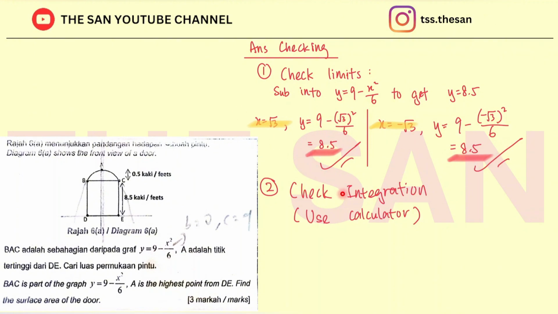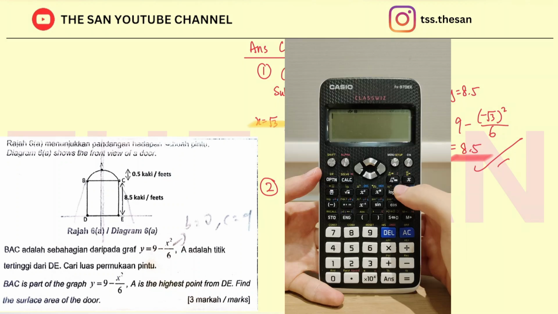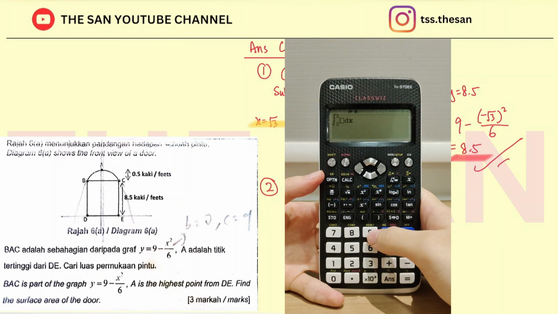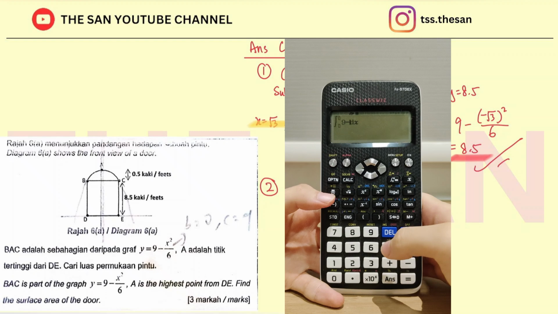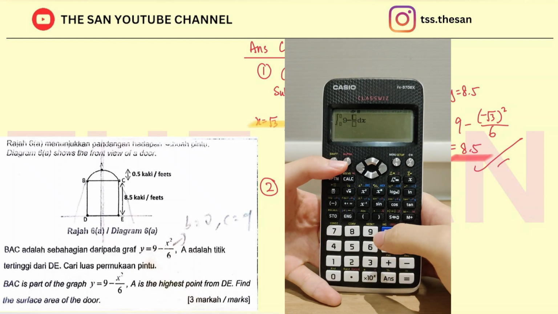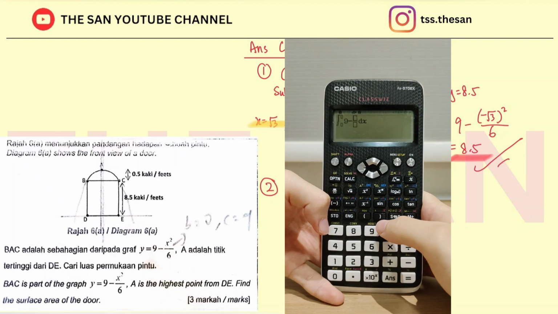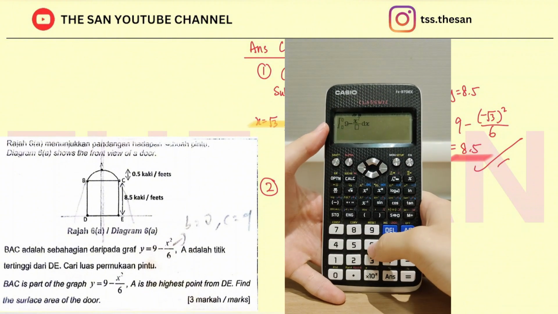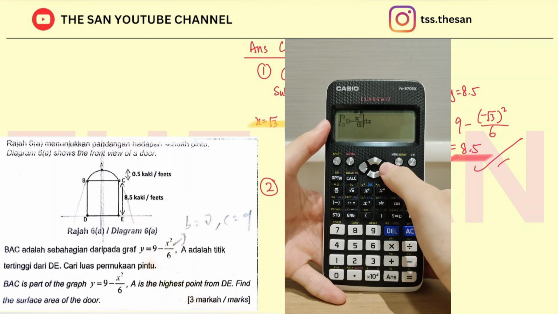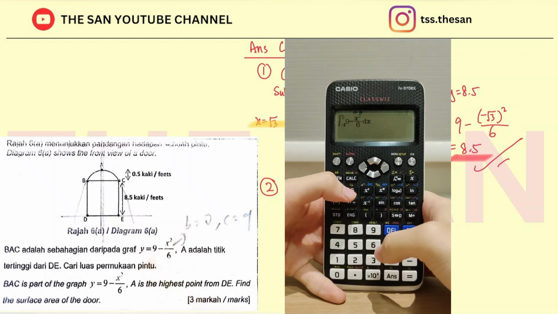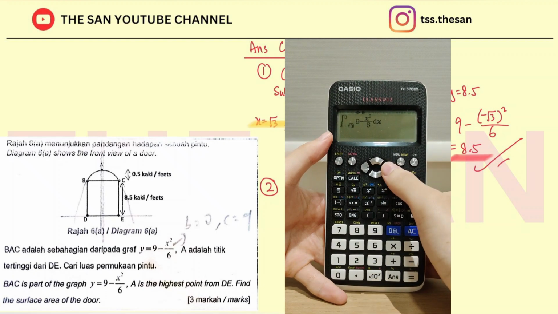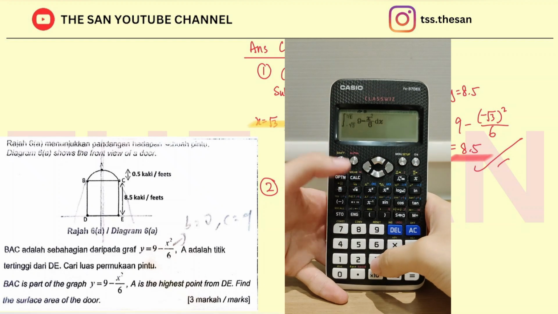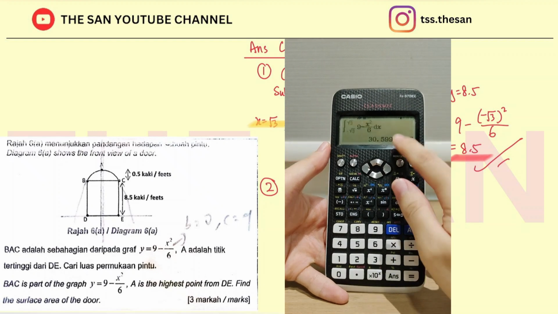So the second step is to check whether we did the integration correctly. So to do this, directly use your calculator. So you press integrate and then you key in the formula 9 minus fraction. If you want to key in x, you just press alpha and this. Okay, and then square, and then below will be 6. And then you press right to insert the lower limit, and then you press right to insert the upper limit, equals to, this will be our answer.